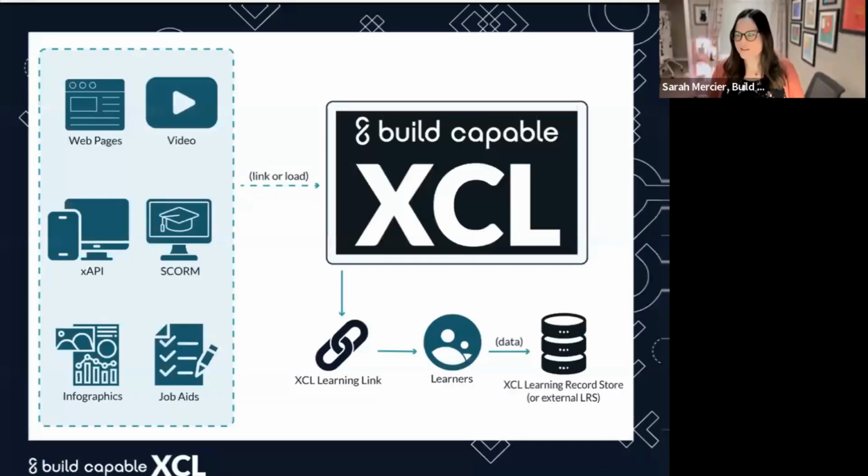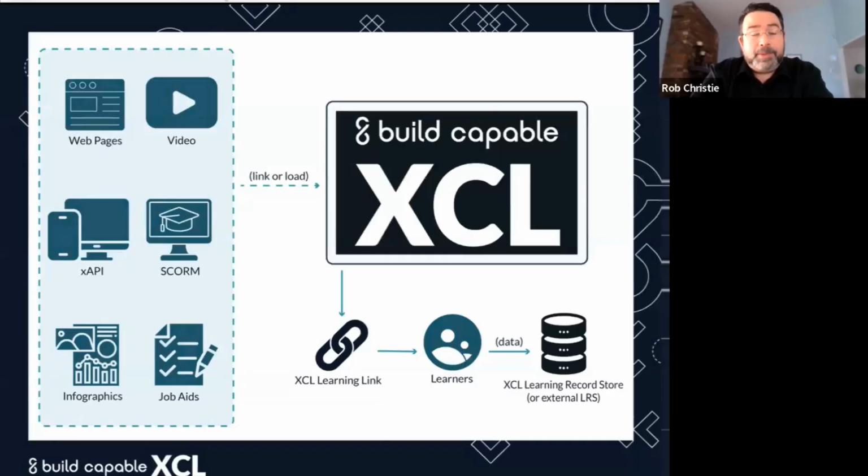It's a good point. Why don't we kick this off with how XCL works? Good idea. That's a good idea. So we'll start with this fantastic visualization. I don't know who made this. Very good, Sarah.